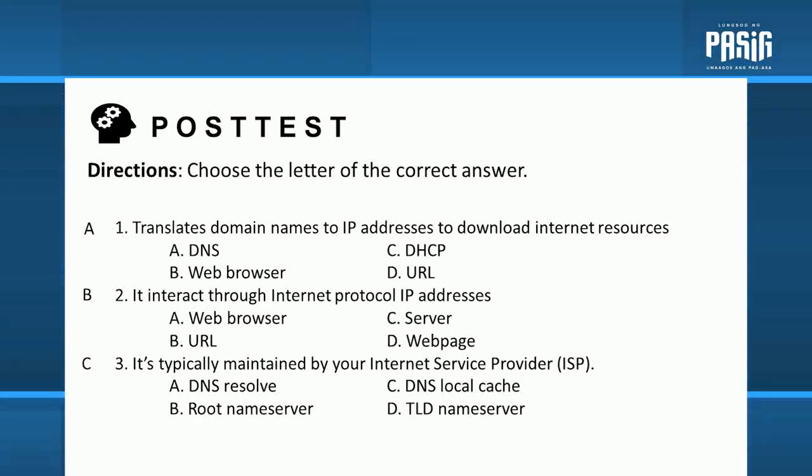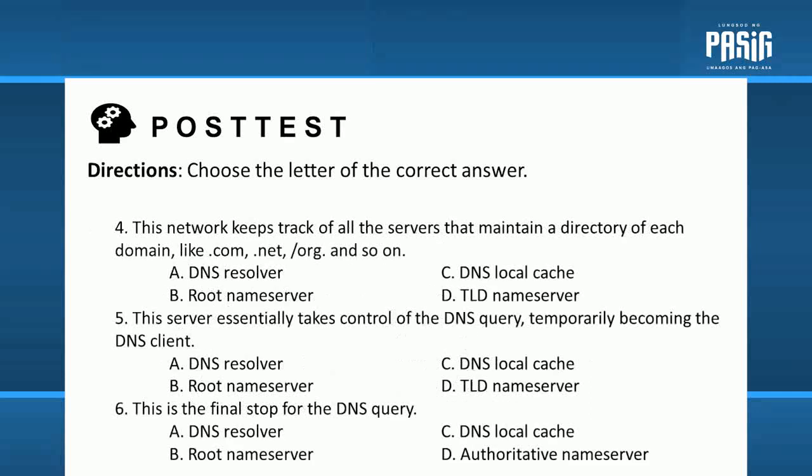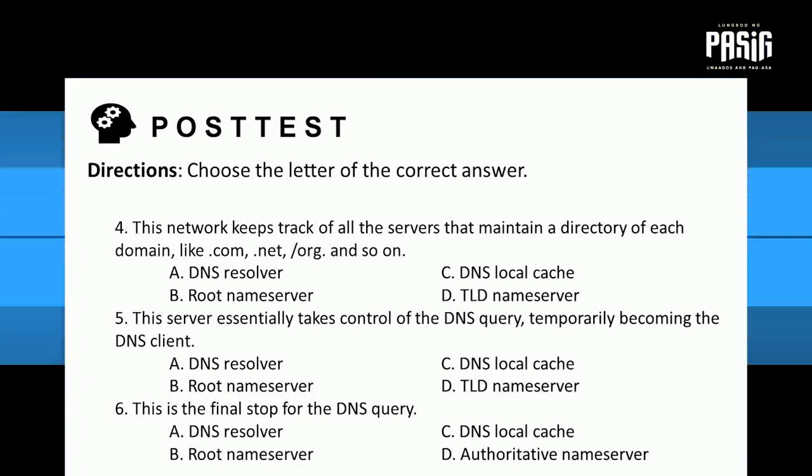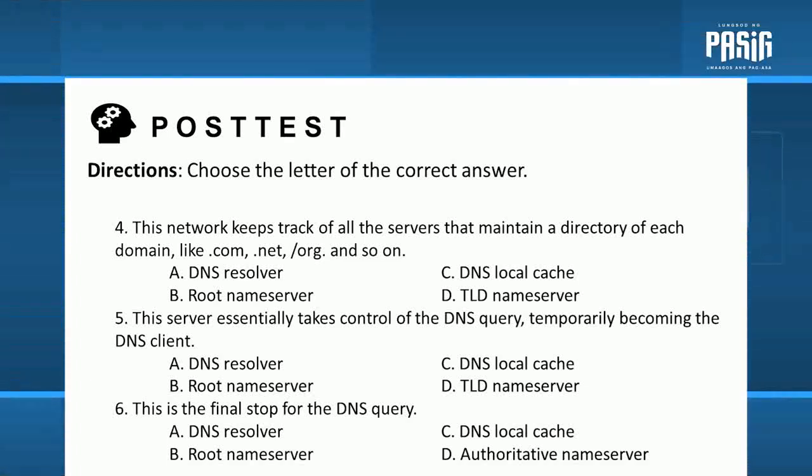The answer is C. DNS local cache. Number 4. This network keeps track of all the servers that maintain a directory of each domain, like .com, .net, .org, and so on. Letter A. DNS Resolver. Letter B. Root name server. Letter C. DNS local cache. Letter D. TLD name server. The answer is B. Root name server.